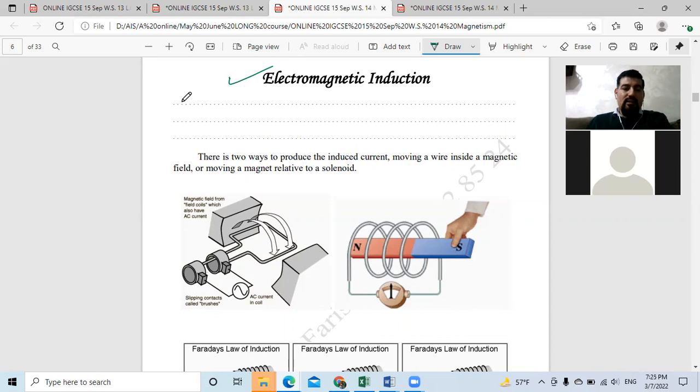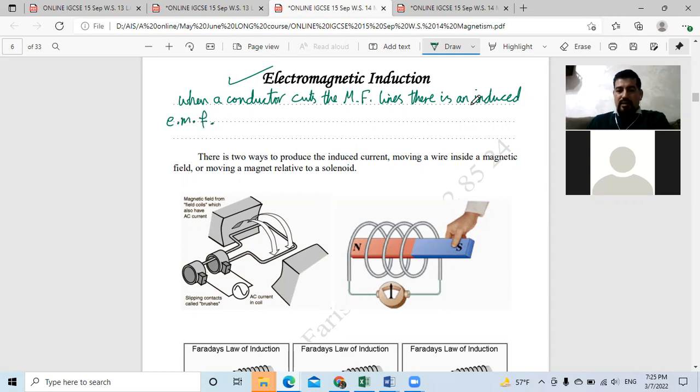So the electromagnetic induction: when a conductor cuts the magnetic field lines, there's an induced EMF, like a battery, across it, making an induced current flow through it. The conductor.